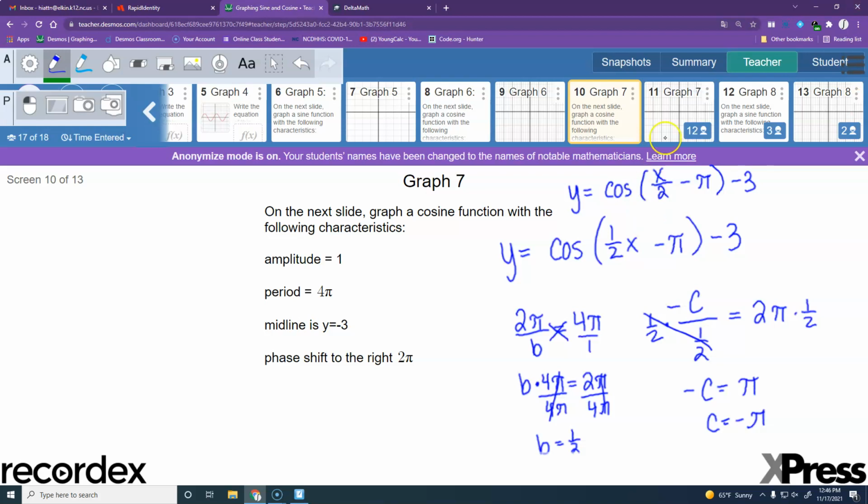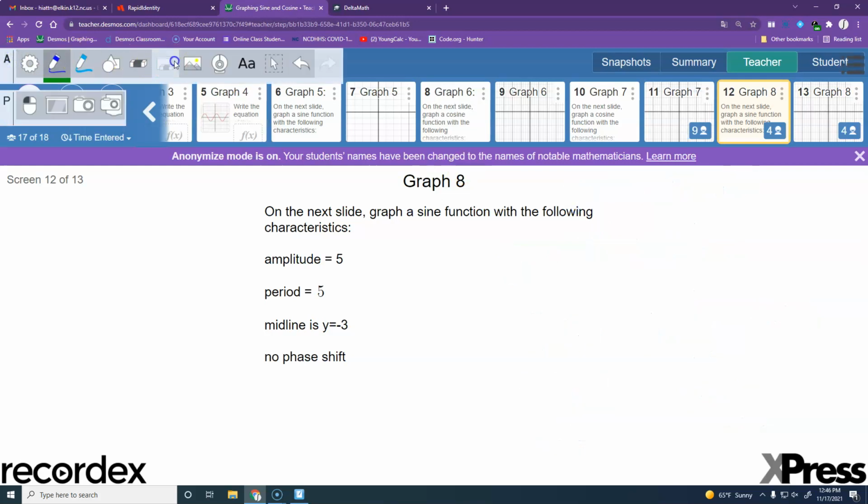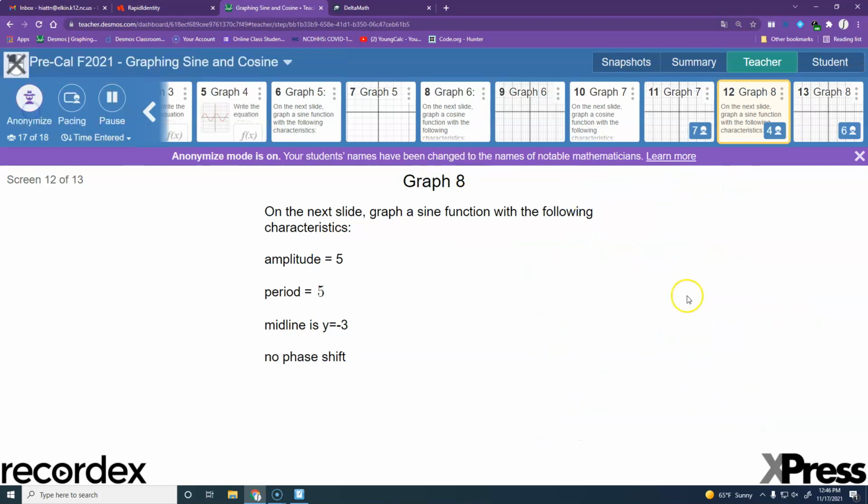All right, the last one we're going to do together is here. On the next slide: an amplitude of 5, a period of 5, that is supposed to be 5, not 5 pi. It's a little weird, but it is what it's supposed to be. A midline at negative 3, and no phase shift.